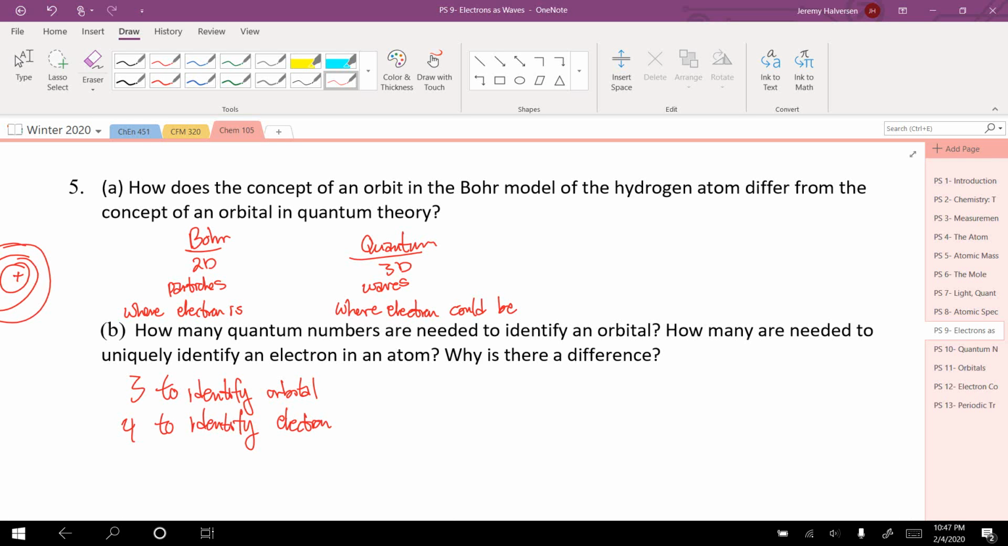So it's kind of like a house. If I'm writing a letter, I need to give a city and a street and a street address to identify a house. But if I want to actually identify somebody in the house, I also need to put the name. So that's what we're doing. 3 identifies the orbital, but since each orbital can have more than 1 electron, you need a 4th to say I'm talking about this electron versus a different one. And again, if you watch the video for problem set 10, you'll see that broken down in detail.